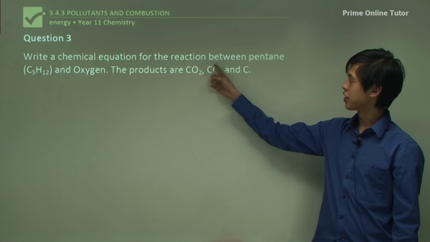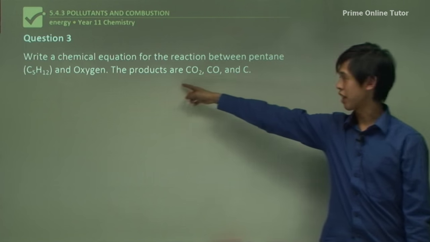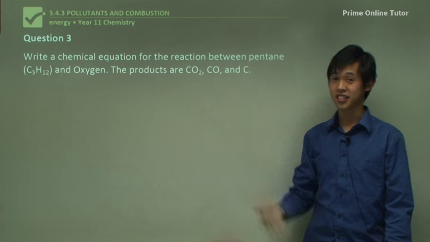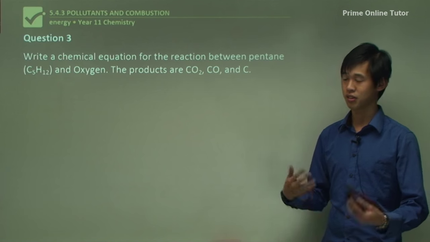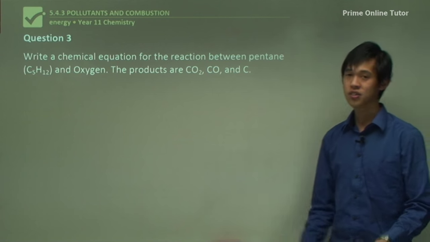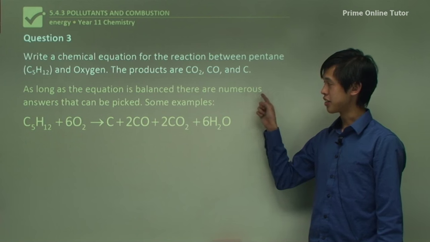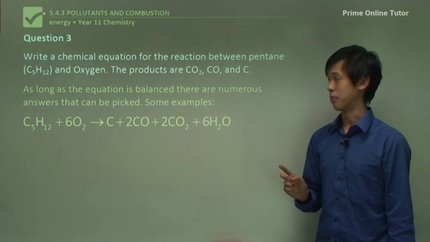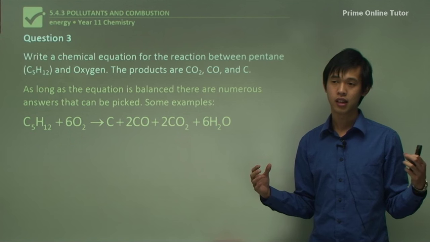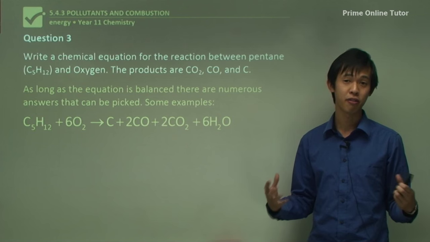So write a chemical equation for the reaction between pentane, which is C5H12, and oxygen. And the products are CO2, CO, and C. So this is a more complicated system than we dealt with in the original first example problem. This is where we apply our chemical knowledge now. As long as the equation is balanced, there are numerous answers that can be picked. Okay, so there are heaps of different ways that you could do this. And as long as you balance the equation properly, all of them can be right.